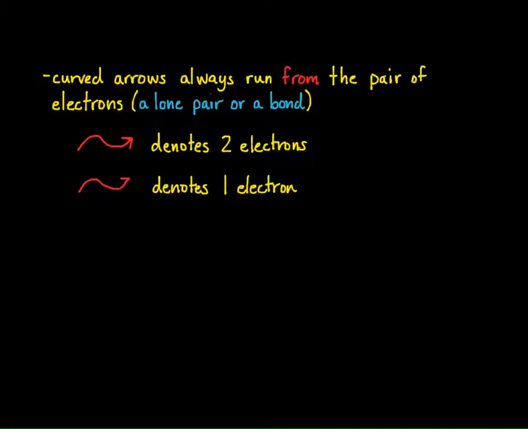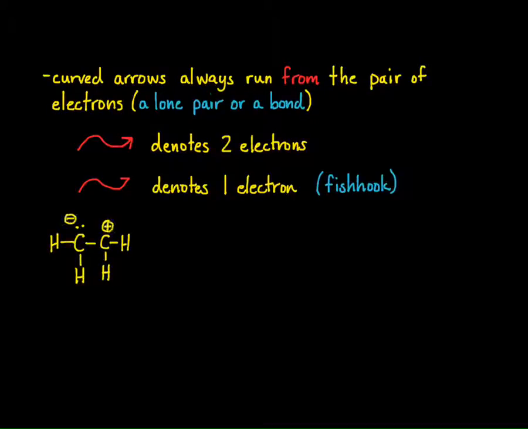Oftentimes this single barbed arrow resembles that of a fishhook, and so you'll see that referenced as a fishhook arrow. So when we're moving 1 electron, we use a fishhook arrow, and when we're moving 2 electrons, we use a double barbed arrow. Let's look at a couple of examples.